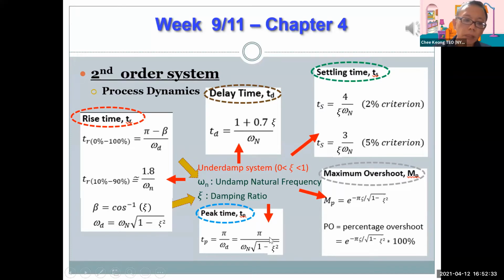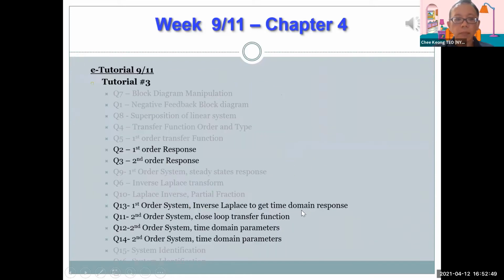Now, Tp, similarly, as long as you know omega n and zeta, you will be able to solve Tp. So that concludes why these two parameters, omega n and zeta, are so important for the second order underdamped system. Please go through e-tutorial 9.